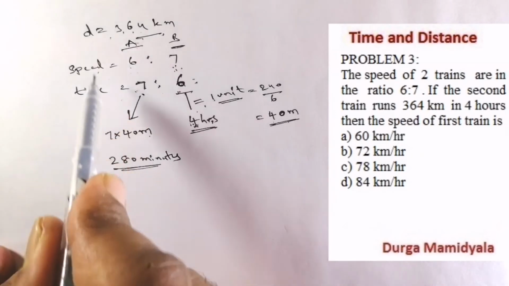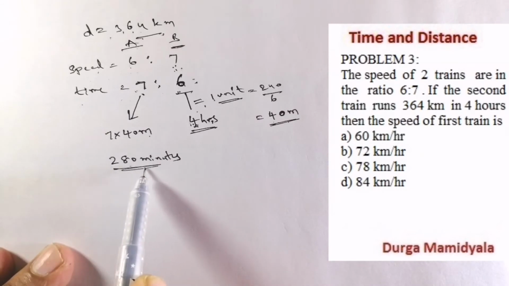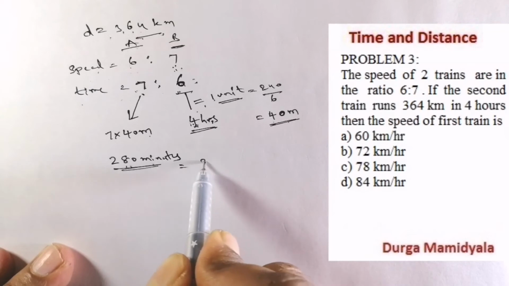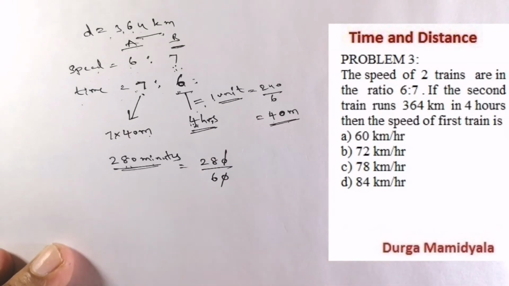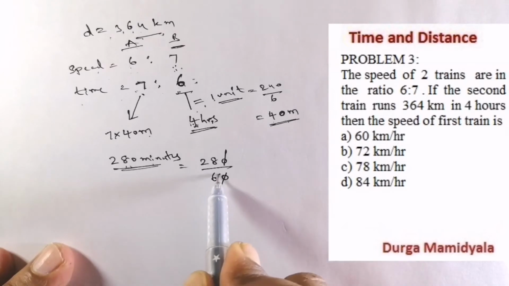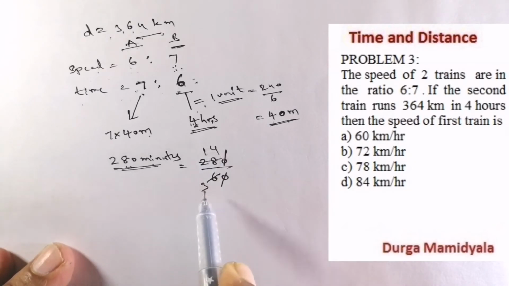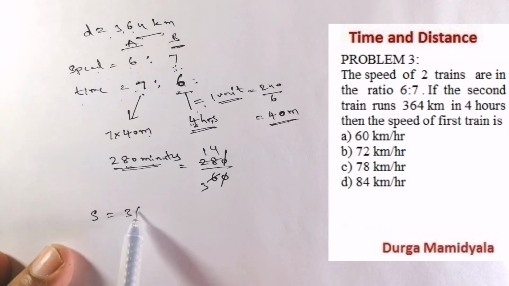So we know the time of A and we know the distance, so we can easily find the speed. But what is the unit of this time? Minutes. So we have to convert it to hours, that is, divide it by 60. 280 by 60 is 14 by 3. Now we can easily calculate: speed of A is equal to distance, 364 kilometers, by time, which is 14 by 3.